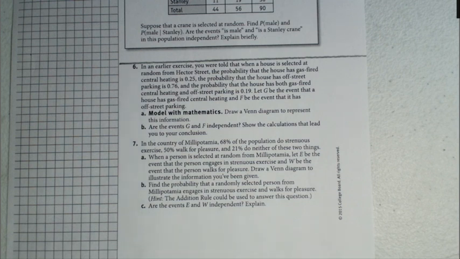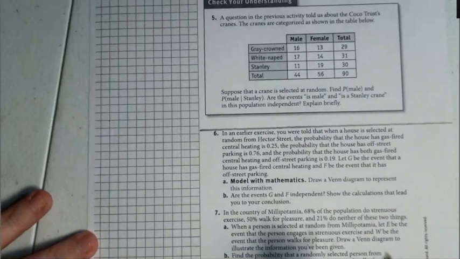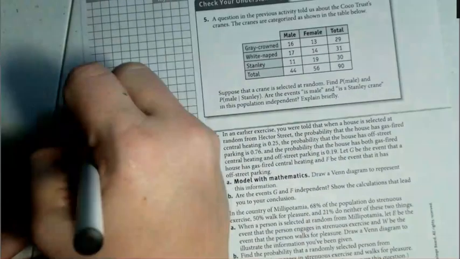Let G be the event that the house has gas-fired central heating, and let F be the event that it has off-street parking. A. Draw a Venn diagram to represent this information. B. Are the events G and F independent, and show your calculations that lead you to your conclusion. Alright, so I'm going to actually have to do this off to the side because I'm not going to have room in this space provided.